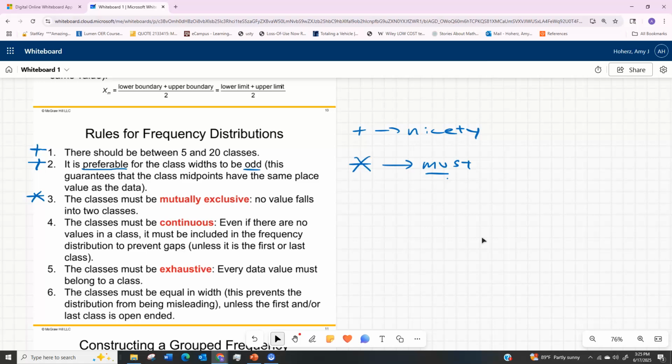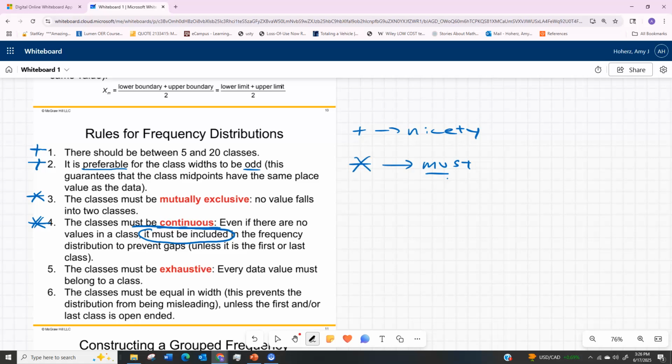Okay, and then continuous. See, it even says it right here, even though they didn't do it up above. The classes must be continuous, and even if there are no values in a class, it must be included in the frequency distribution to prevent gaps. Unless it's the first or the last class. If it's the first or the last class, you can just leave it off. It wouldn't need to be there. But if it's in the middle, like that other one was, there should not be a gap between those classes. Again, even if there are no data values in the class, you have to include it and put it as 0.